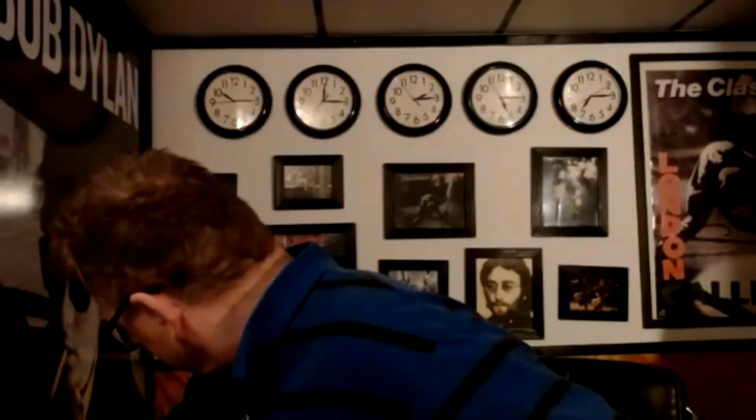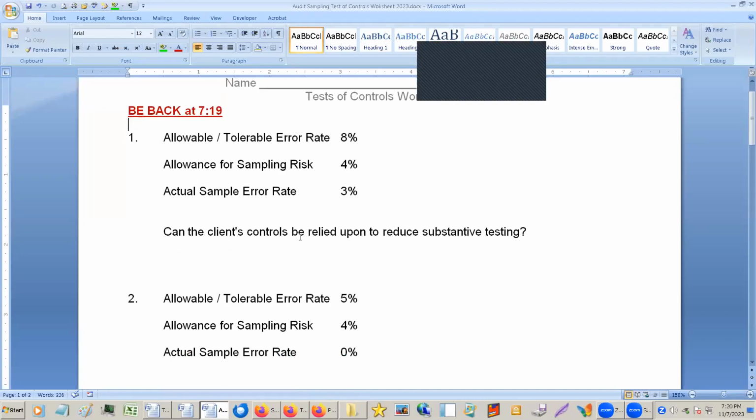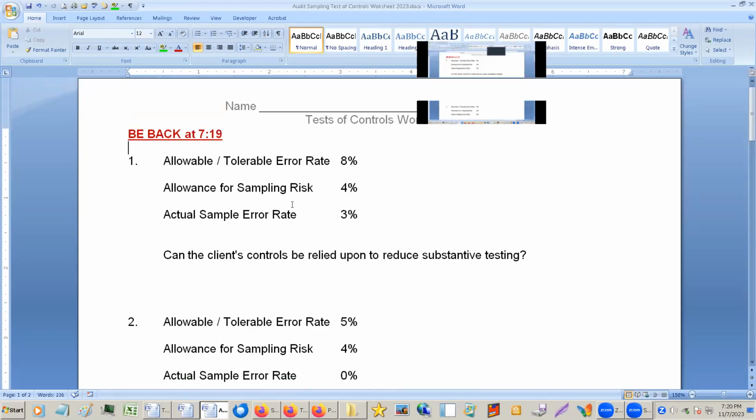Okay, I want to go over the test of controls thing. I've never felt like I taught that very well. I'm going to alter the handout in the future, but I want to go over this whole idea about the test of controls and what we do with them.